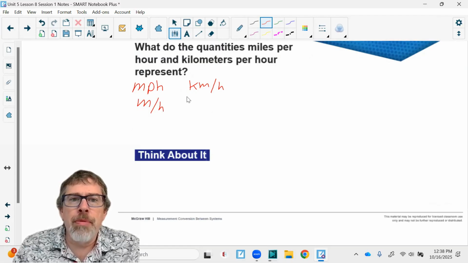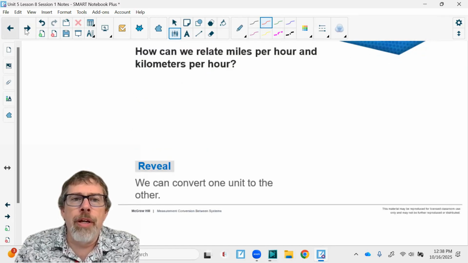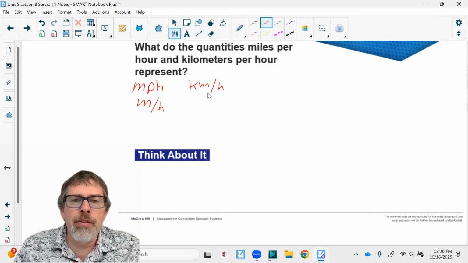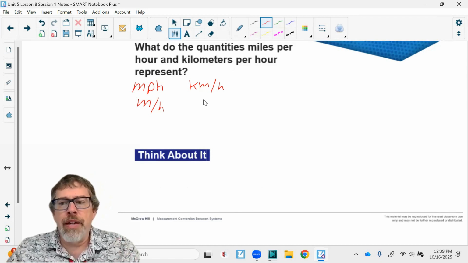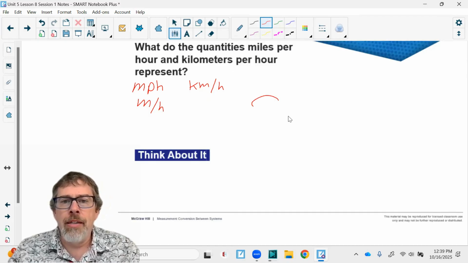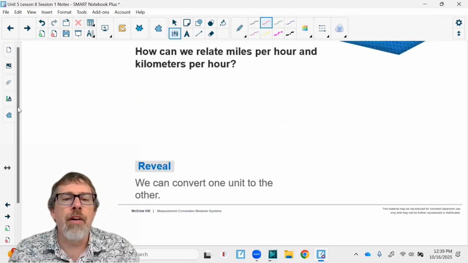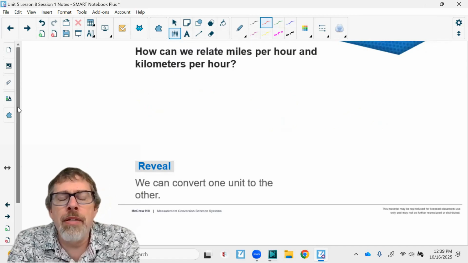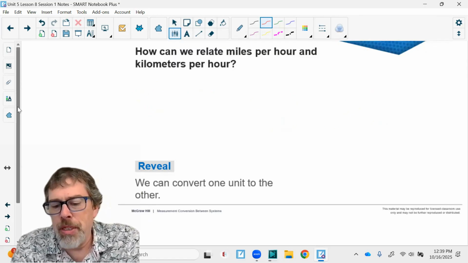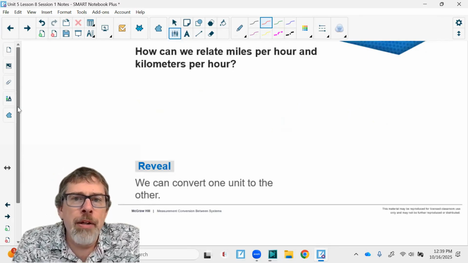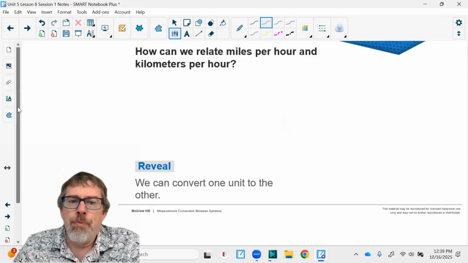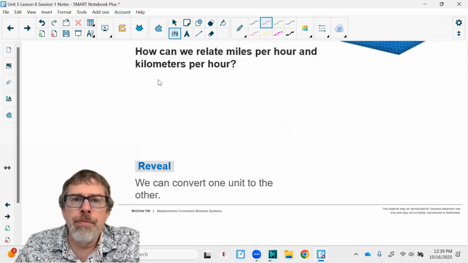Okay, so what do the quantities represent? Miles per hour and kilometers per hour. By the way, what do those quantities represent? Well, if you're trying to figure out distance and how long it takes you to get there, that is speed. That's how fast you're going. So how can we relate miles per hour and kilometers per hour? Well, we can look up a conversion and we could write it this way.